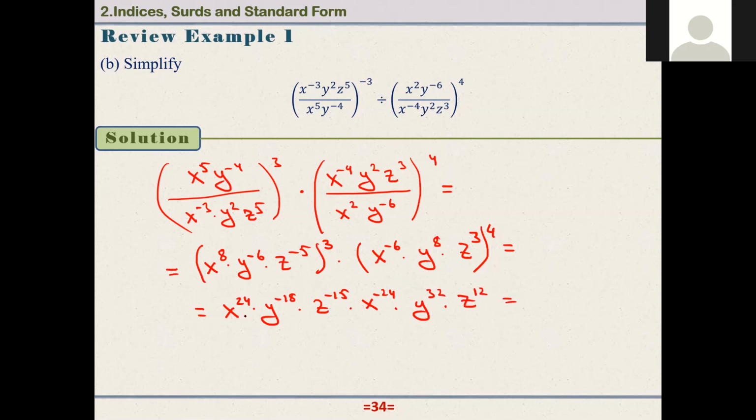So now we can just combine the like terms, actually the same bases. Here we have x to the power 24, x to the power negative 24. They are gone, equal to just 1. And y to the power negative 18 times y to the power 32, that is y to the power negative 18 plus 32, that is 14. And z to the power negative 15 plus 12, that is minus 3. So we have just simplified the given exponential expression or algebraic fractions.